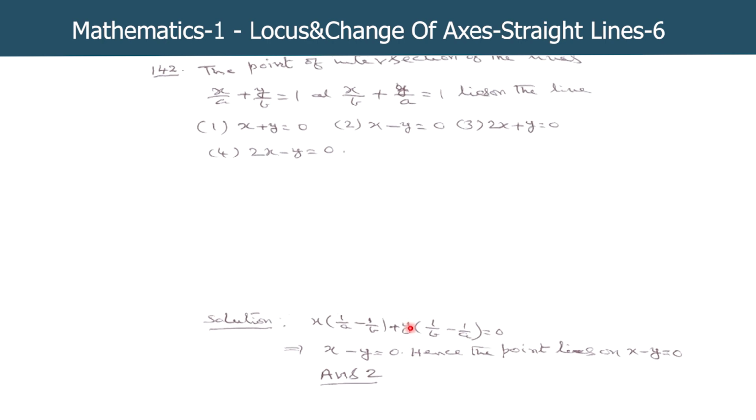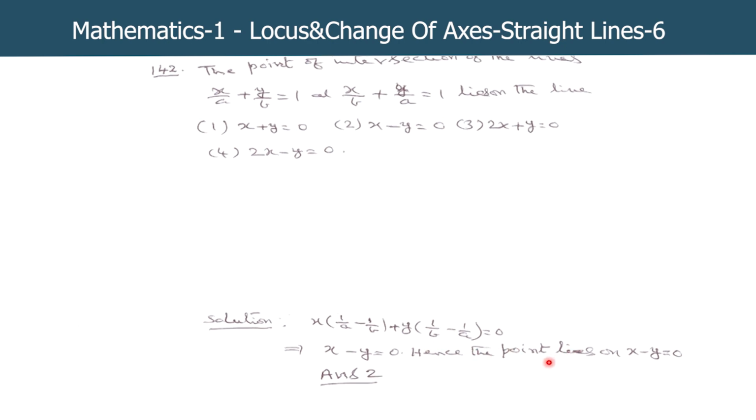142. The point of intersection of the lines x/a + y/b = 1 and x/b + y/a = 1 lies on the line x + y = 0, x - y = 0, 2x + y = 0 and 2x - y = 0. So, if you solve these equations, if you subtract one from the other, x into (1/a - 1/b) plus y into (1/b - 1/a) is equal to 0, or that is x - y = 0.